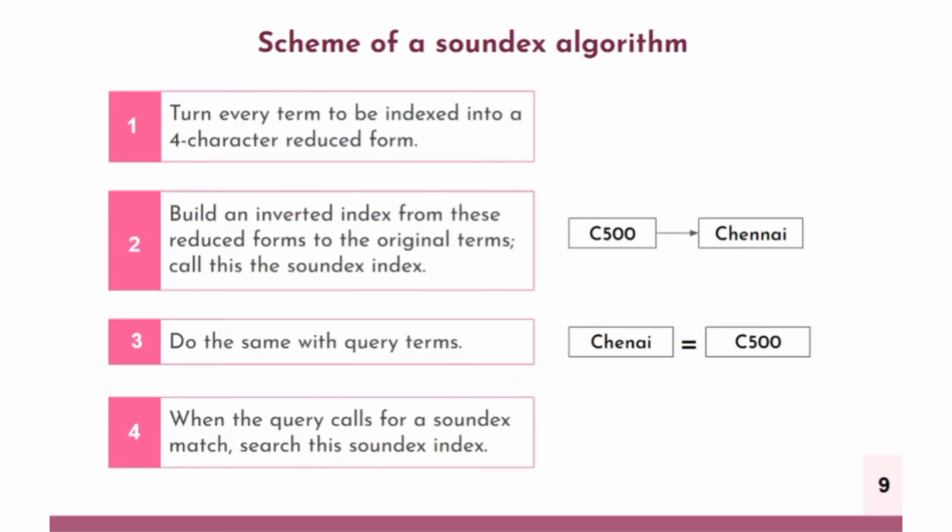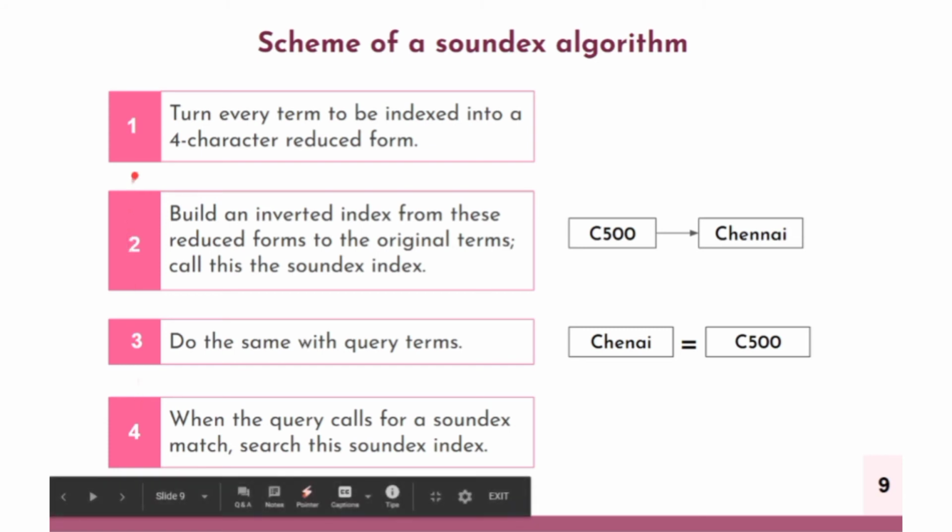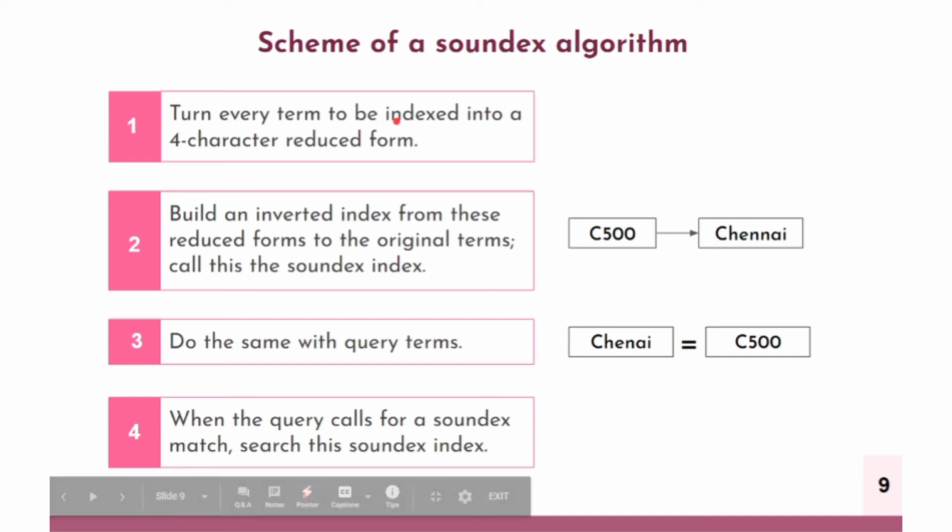So next, now since we have the idea of how a phonetic hash is derived from that particular Soundex algorithm, how do we put it in use in an actual search engine? Let's go ahead and check. So there are four steps that tell us how to do this. Let's go with the first step. Turn every term to be indexed into a 4-character reduced form.